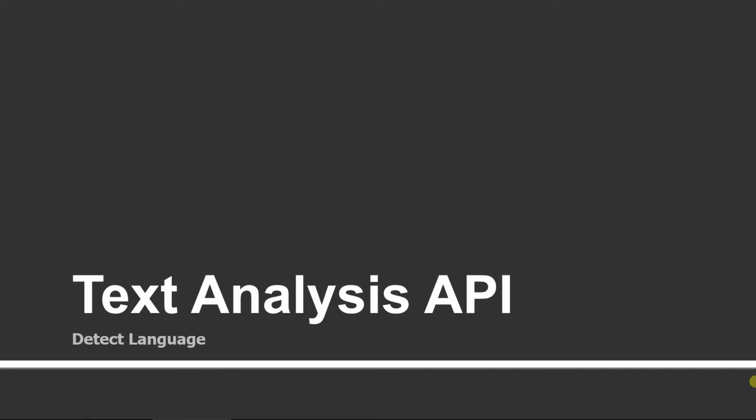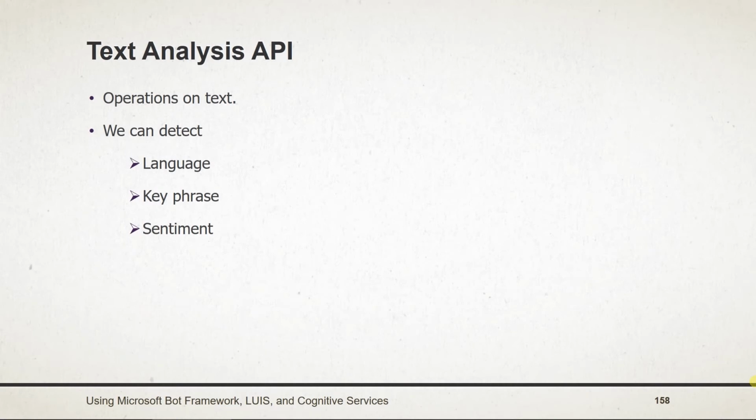In this session we will learn what is Text Analysis API and how to use it. Text Analysis API is very useful if you want to perform some operations on user-generated contents. Using it, we can detect sentiment, key phrases and language from your text.